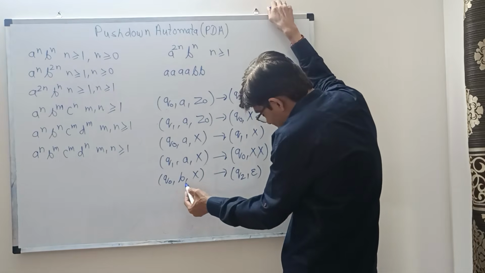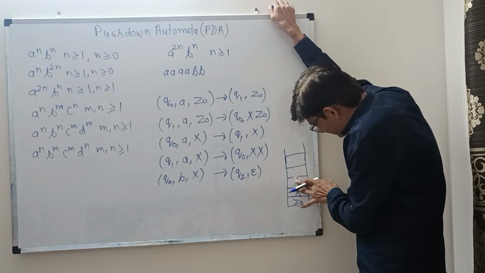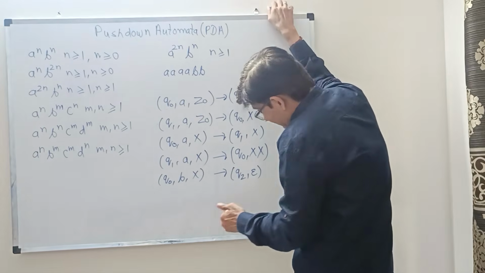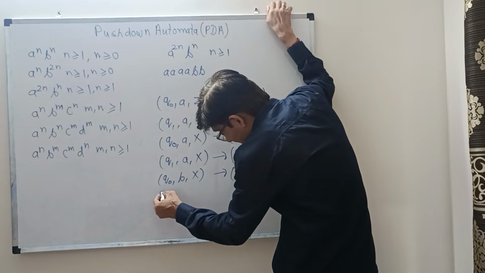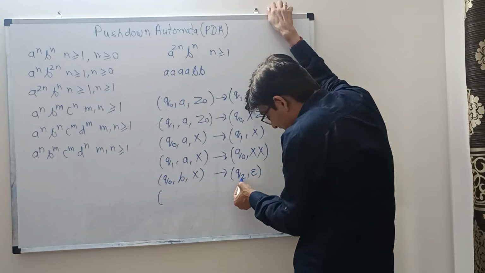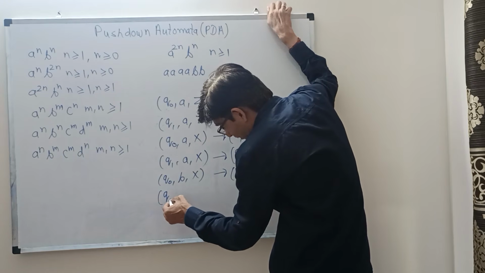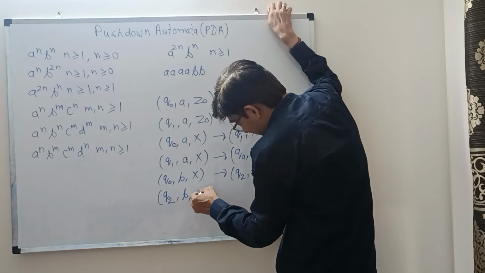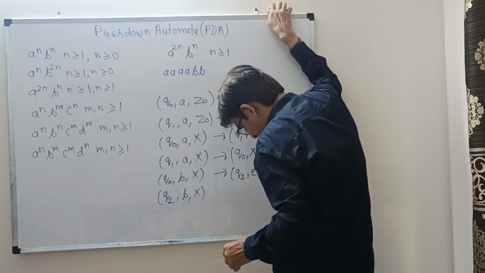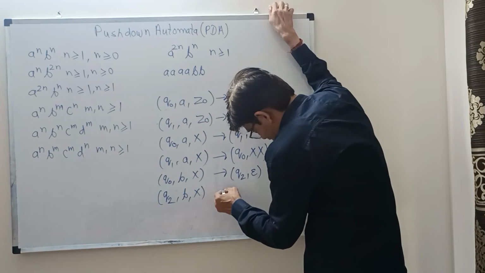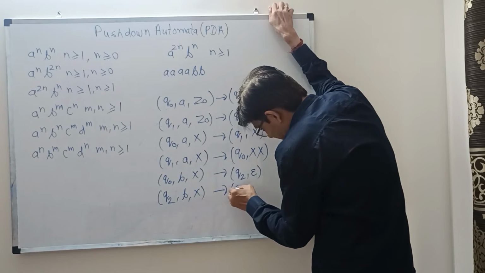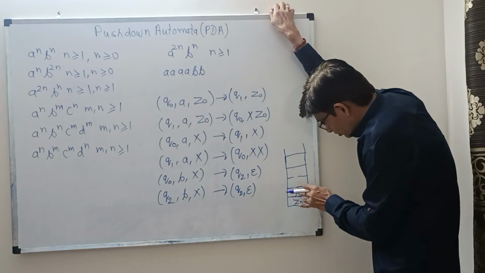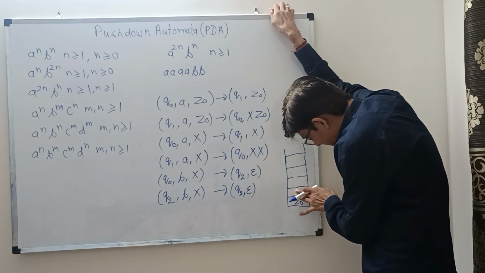So now, after reading the first B, we will remove the first X from the stack, and we have changed our state to Q2. Now for another B, we will be in Q2, reading B again, and the stack top must be X for validation. So in this case also, I have to stay in Q2 and I need to remove this X. So I will pop one more element from the stack.